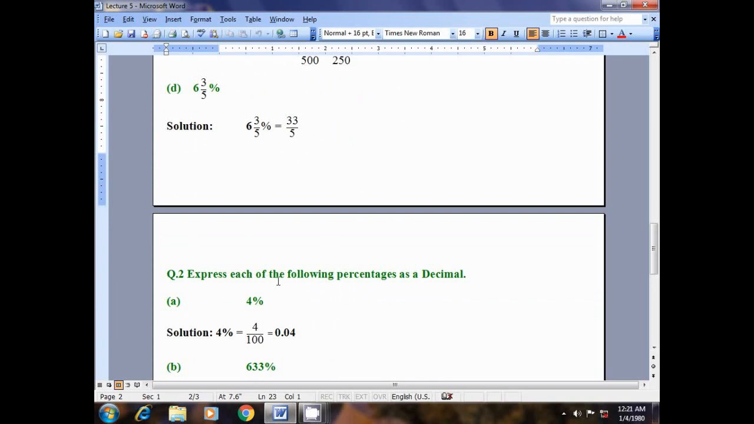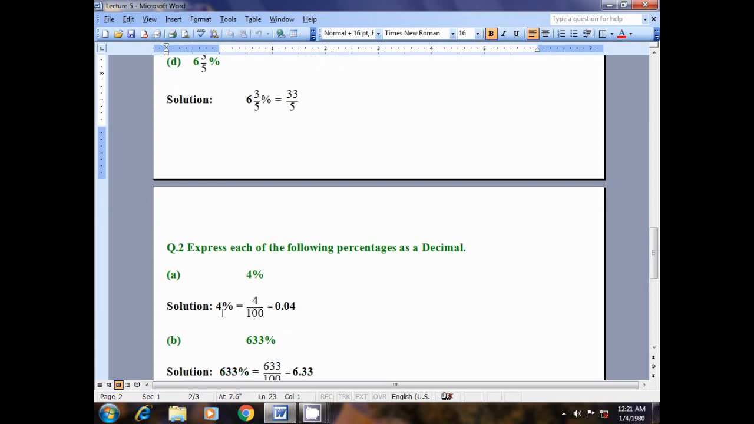Question number 2. Just like we had question number 1, now we have question number 2. Express each of the following percentages as a decimal. First we were converting the percentage into fractions. Now we will convert percentage into decimal. So simply the same steps we have to do. First let's remove the percentage sign. We will divide this 4 by 100. Now if you divide this 4 by 100, you will get the quotient 0.04.